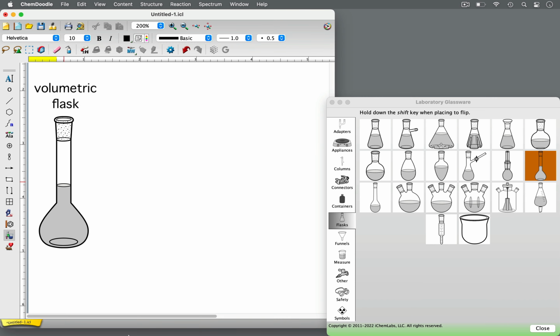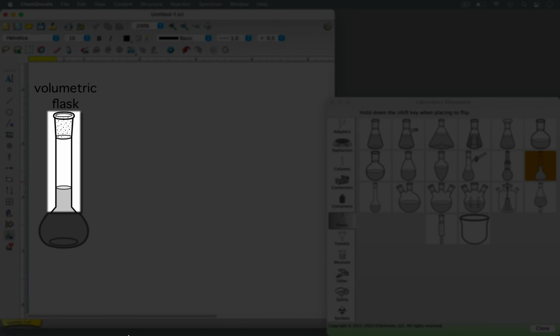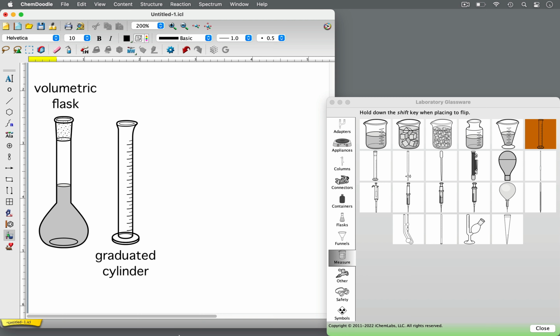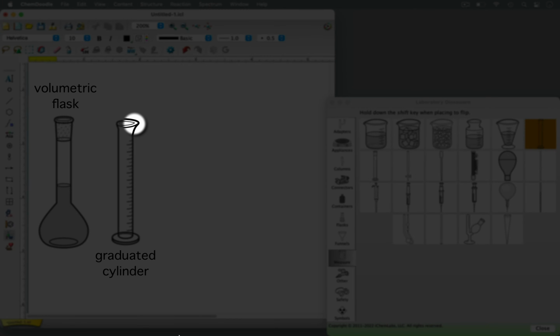A volumetric flask is a round flask with a long, thin neck and flat bottom. It is calibrated to hold a precise volume. As such, it is commonly used to make standard solutions and dilutions. A graduated cylinder is used to precisely measure volume with markings along the length of the cylinder. A spout allows for easy pouring.